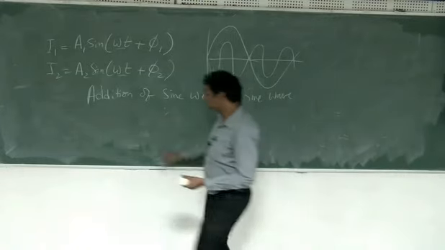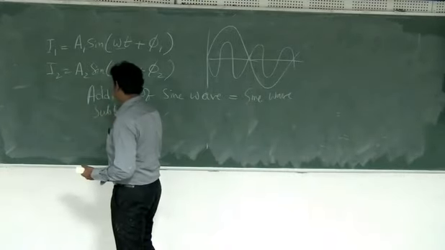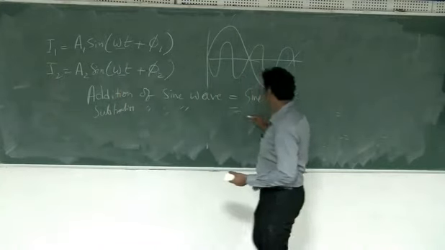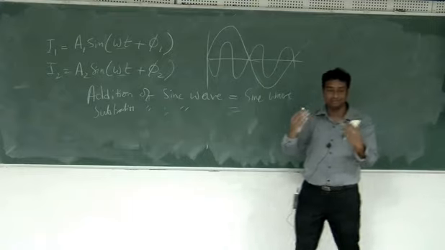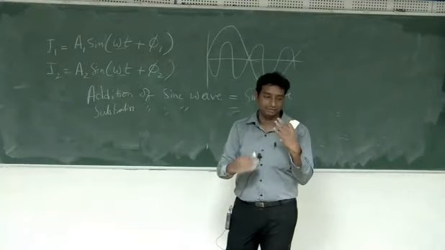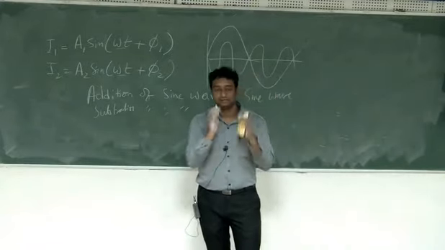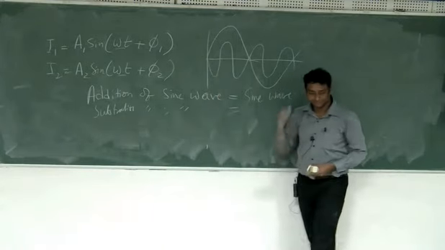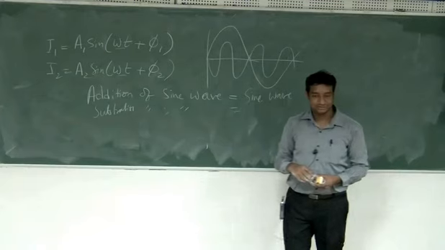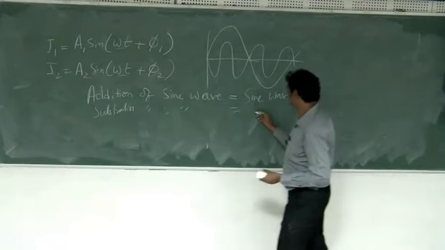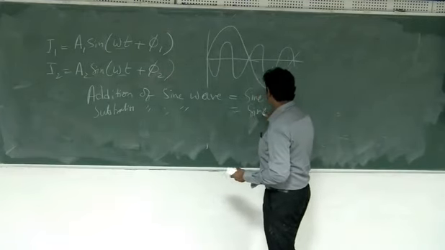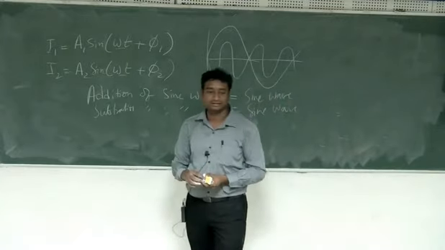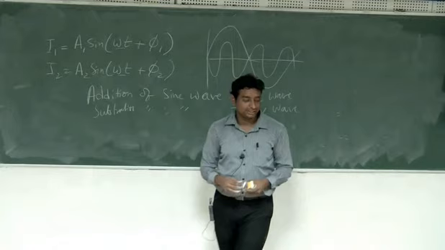Subtraction of sine waves. So I have two sine waves. I'll do A minus B, or I1 minus I2, or voltage 1 plus voltage 2, something like that. Then you get a sine wave. So addition or subtraction doesn't matter. You will get a sine wave as long as the frequency of both the waves is the same.